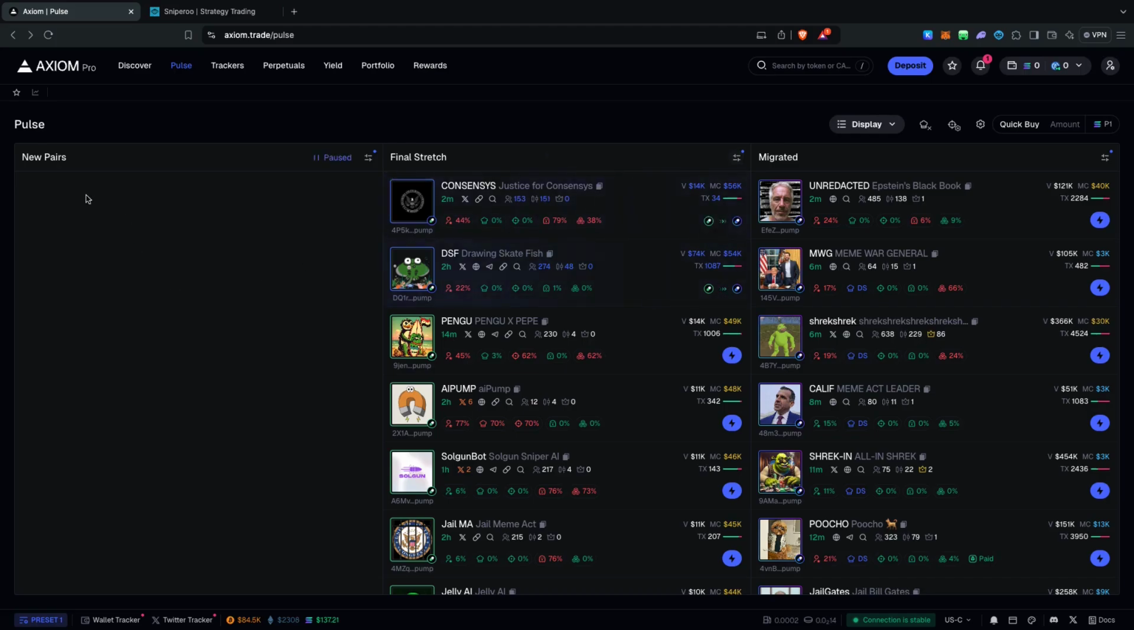So do not focus on the newly launched pairs, do not focus on the migrated pairs, or do not even concentrate on the well-established meme coins. The most lucrative play for you to do is concentrate on the final stretch filters in order for you to discover the best meme coins to trade.